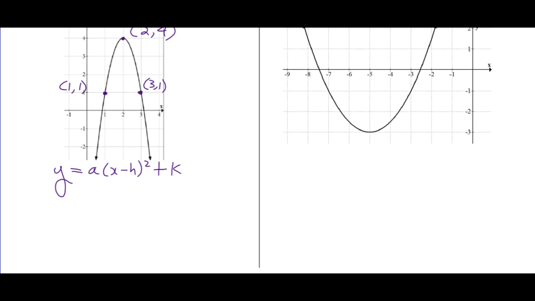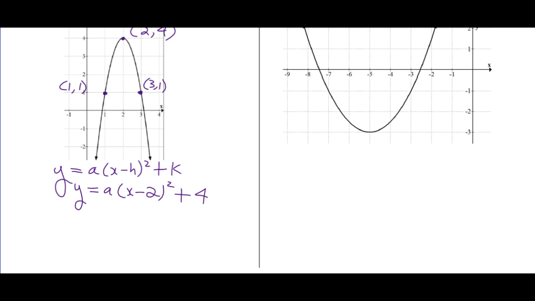Okay, so that's the vertex form. We're going to start off by writing it down because that communicates to whoever's looking at this, look, I know I'm finding vertex form. Here's the formula for vertex form. I'm going to substitute in my value for h. Okay, h is positive 2, so it's x minus 2, and k is positive 4. Remember, it's x minus h. h is a positive number. h is 2, so you go x minus 2.